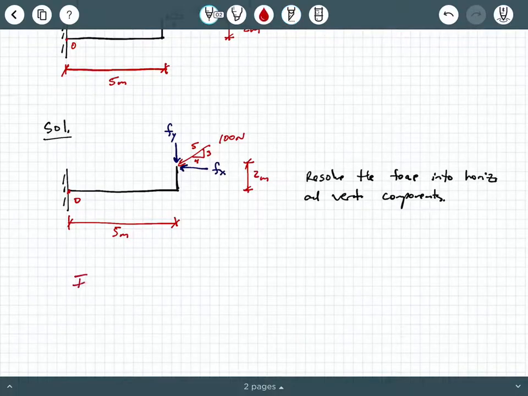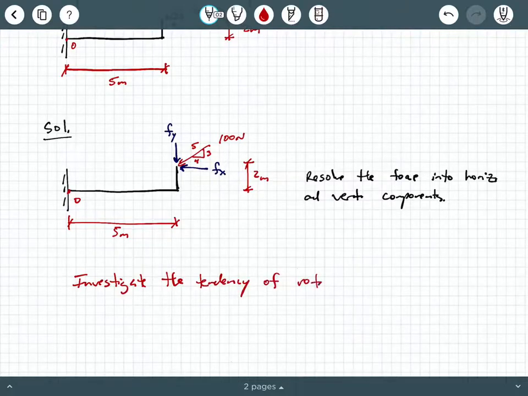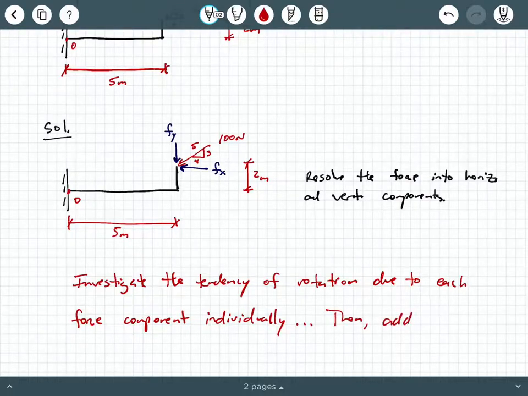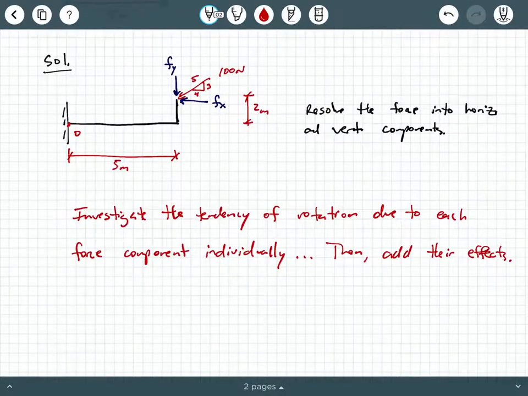Okay, so let's make a note of that. We need to investigate the tendency of rotation due to each force component individually, and then add their effects. Okay, so let's look at the x component of this force first.